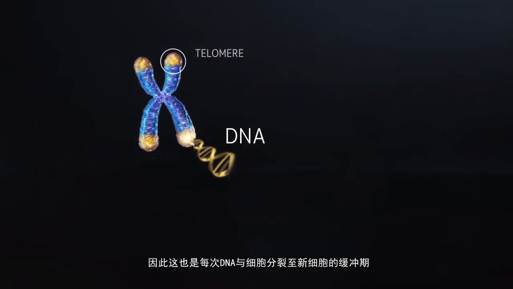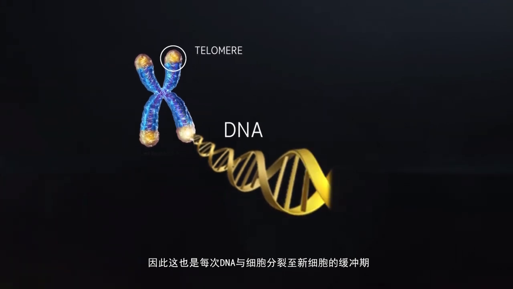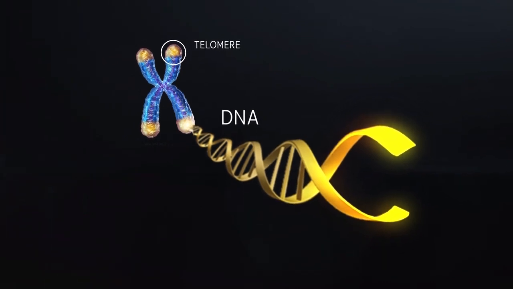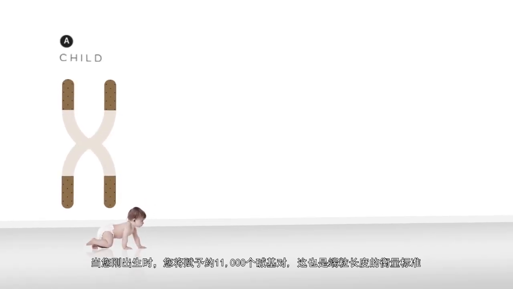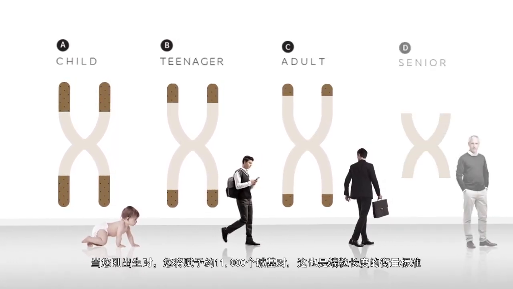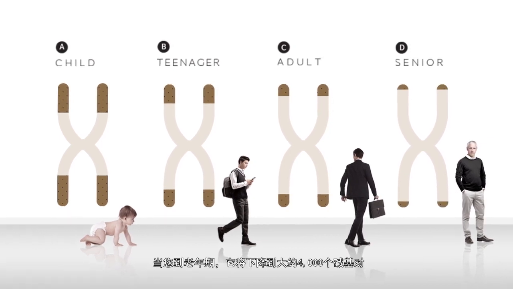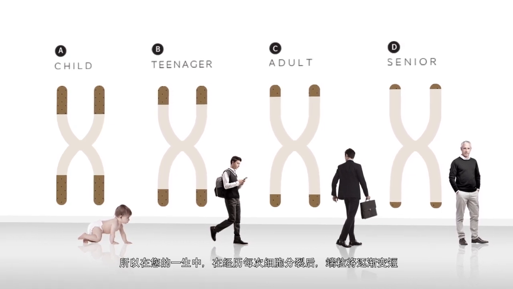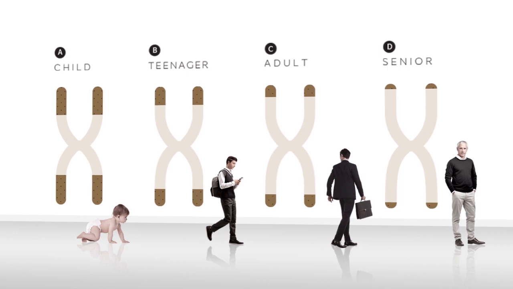And so that is a buffer, and every single time you divide your DNA and you break into new cells, it gets a little bit shorter because the copying machinery will run into it. So when you start life at birth, you've got what's called about 11,000 base pairs, right? So that's a measure of length of it. And when you're in very old age, that's got down to about 4,000 base pairs. So throughout your whole life, it's getting shorter and shorter with each division. The rate of decline is actually a little bit faster for men than it is for women.